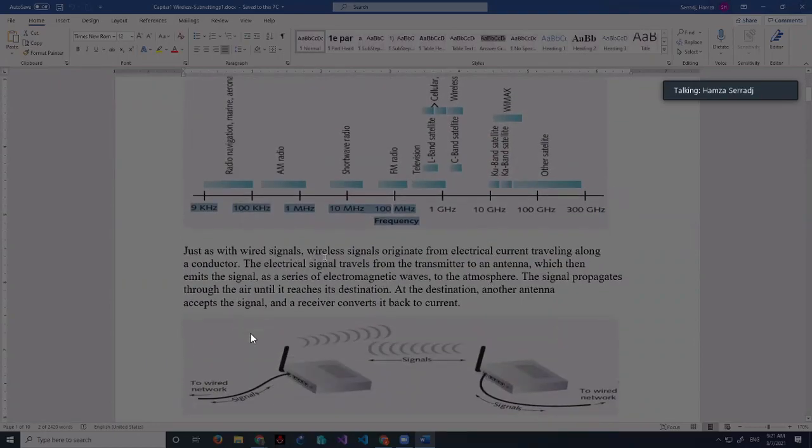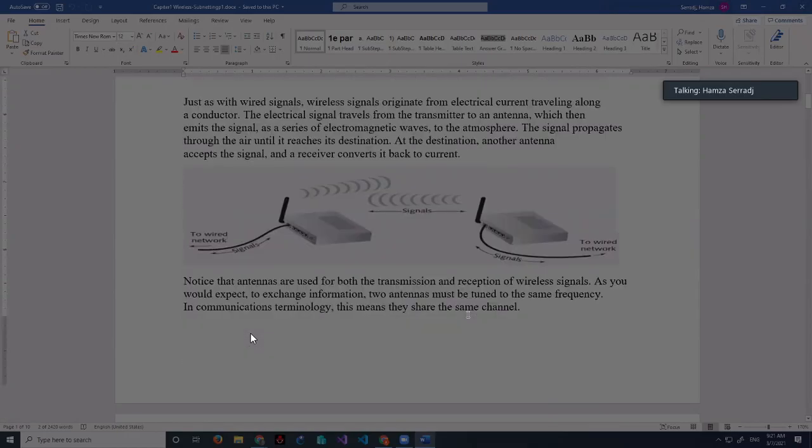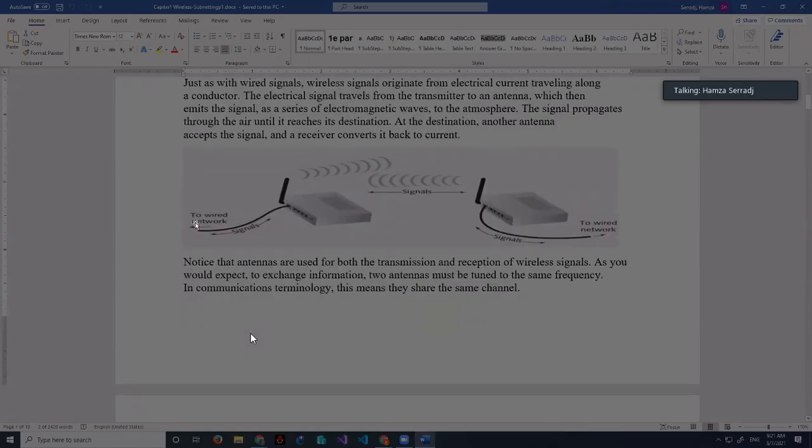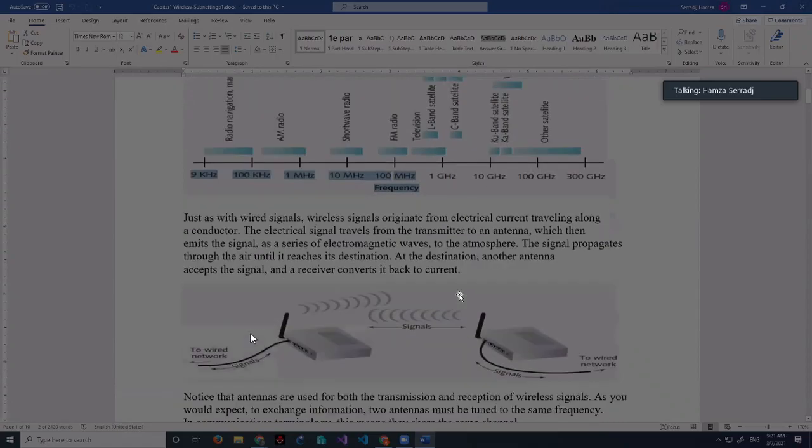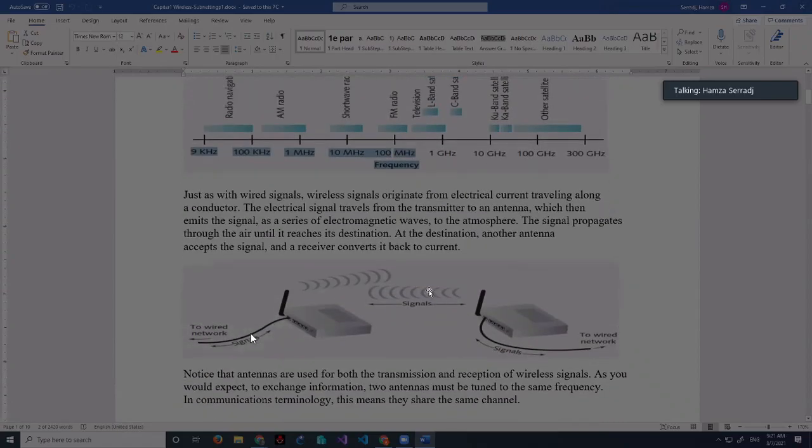Just as with wireless signals, they originate from electrical current, of course. So we have some electrical current here that is going to go to a specific device and will be broadcast through the electromagnetic wave in this range of 2.4 or 5, depending on which type of Wi-Fi we are using. And the waves will be transported through the air.